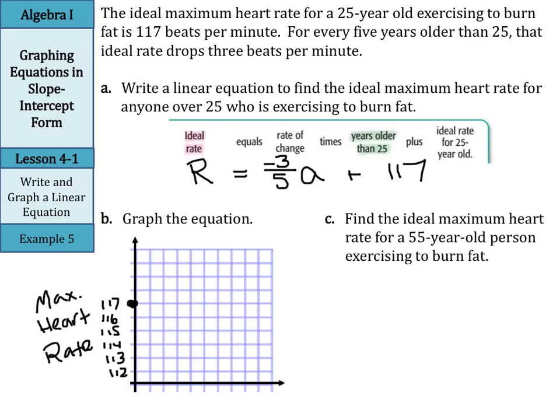On the bottom is going to be our years older than 25, and for the sake of our graph, we can go 1 year older, 2 years older, 3, 4, 5 years older, 6 years older, 7 years older. And this is going to be the A, and this is going to be our R.